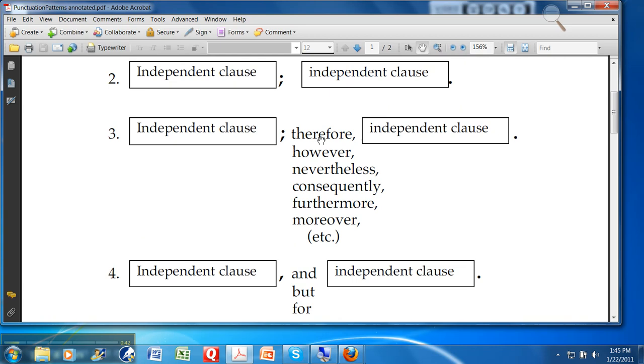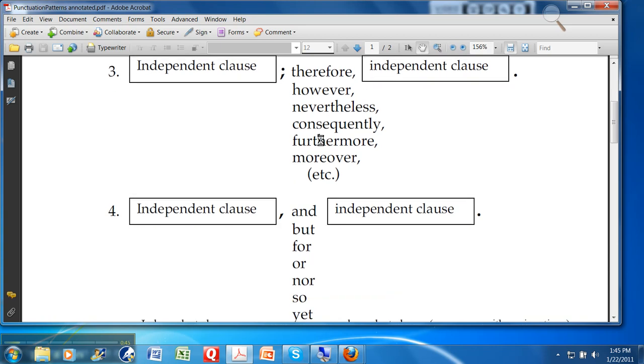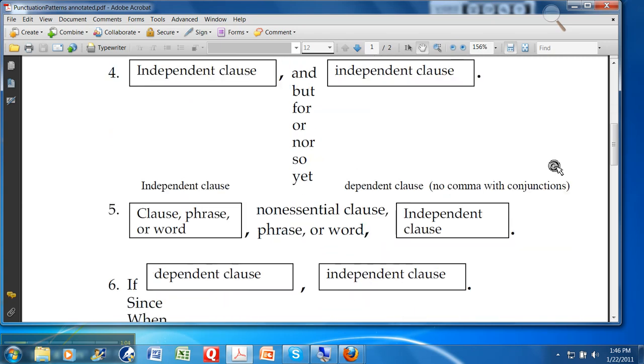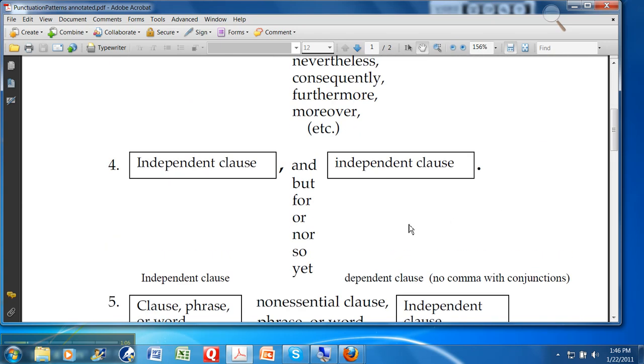And when we have these words, therefore, however, nevertheless, consequently, furthermore, etc., then we have a semicolon after the first independent clause. Then we use our conjoining word. Then we have a comma, and then we have the second independent clause and a period at the end of the sentence.